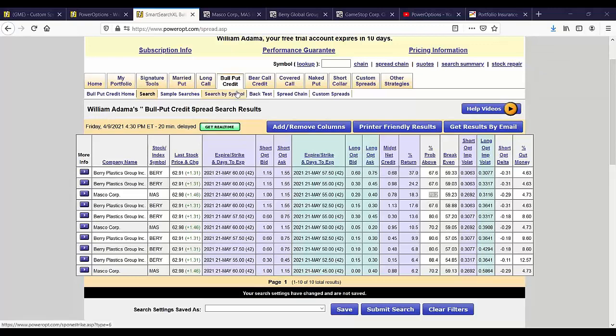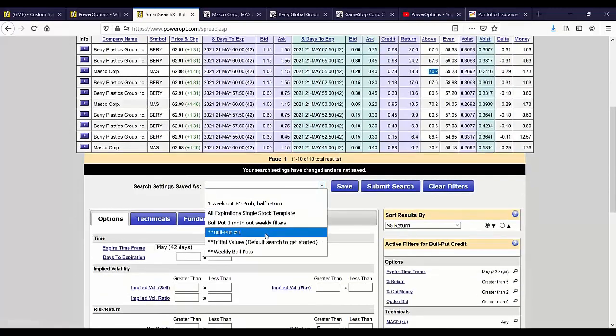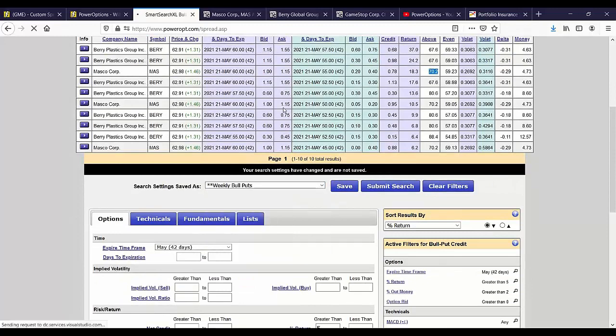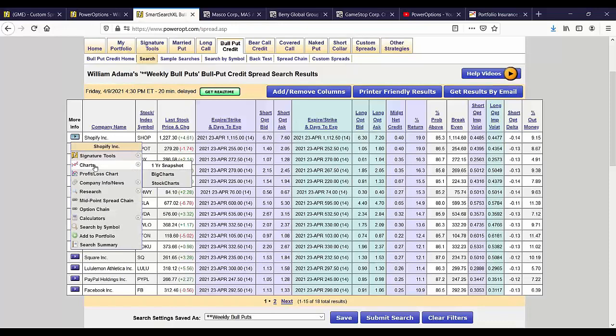As you know, I am prone to use the in-the-money bull put credit spreads, the weekly bull puts that we have in PowerOptions. This is essentially what I look for, the positions I mentioned, the return ranges, probability ranges I look for, and more. If I'm doing an in-the-money debit spread, a parity trade to one of these, so yes, I run my search. I find bull puts that match my criteria. I do exactly what we talked about. Look at the stock chart, company information, more.